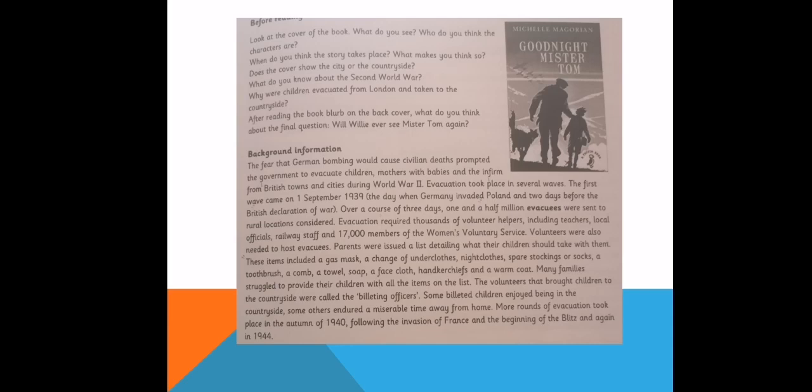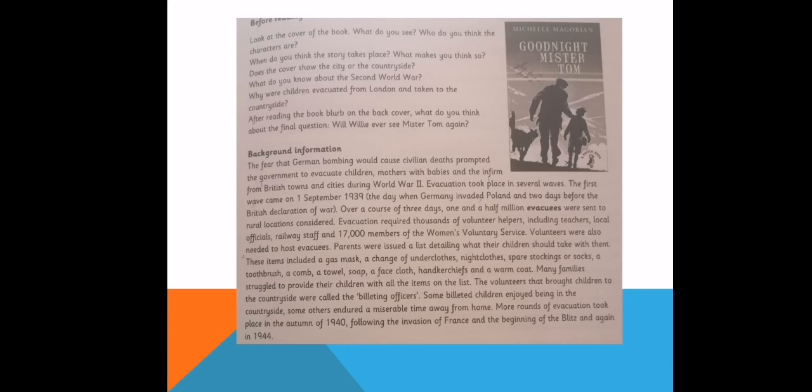Let's go ahead and actually read the background information section. It says, the fear that German bombing would cause civilian death prompted the government to evacuate children, mothers with babies, and the infirm. The infirm are those who are ill, from British towns and cities during World War II. Evacuation took place in several waves. The first wave came on the 1st of September 1939, the day when Germany invaded Poland, and 2 days before the British declaration of war.